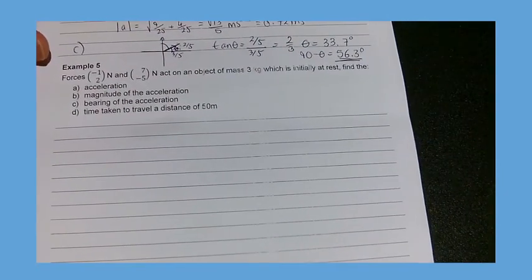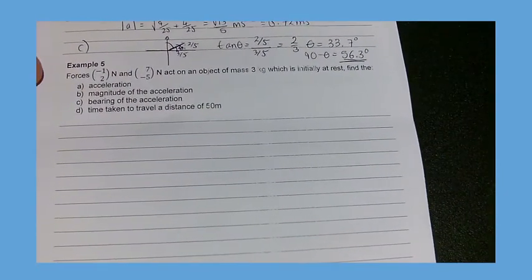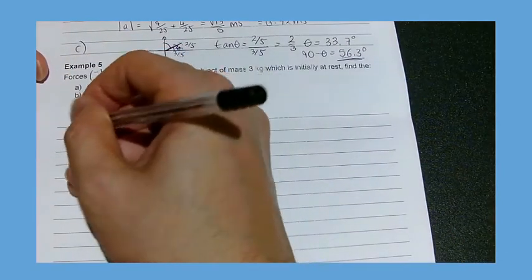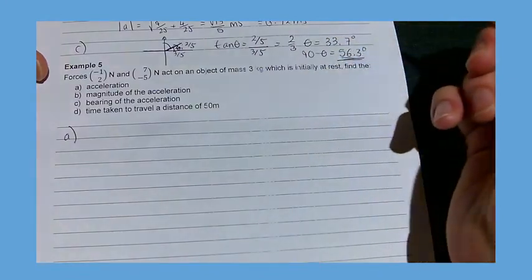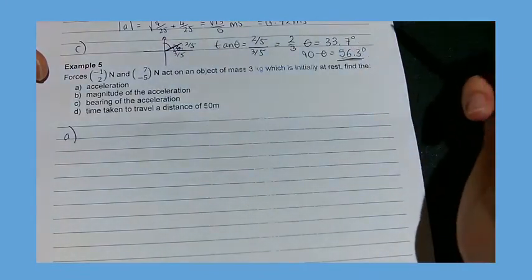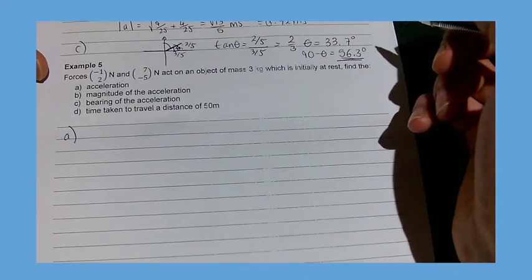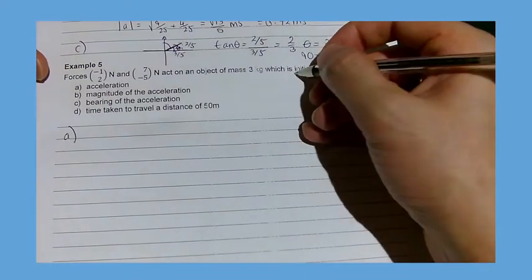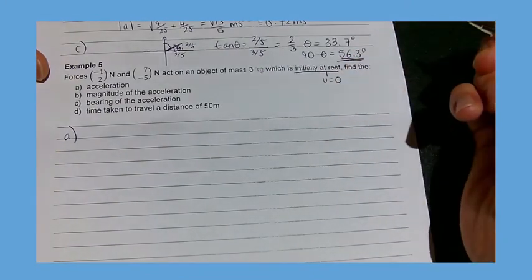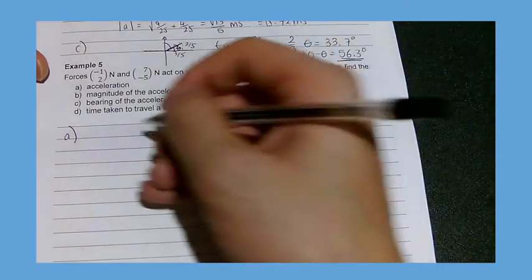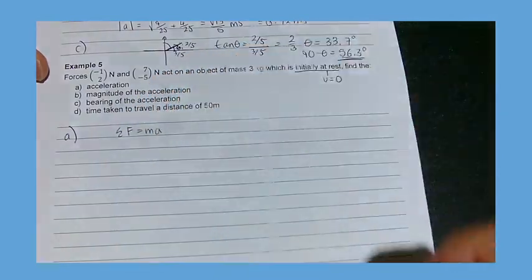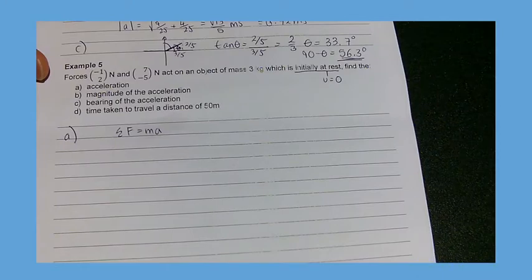Extend this idea for the final video, for the final example. Again, we're going to use the same sort of concepts, except we've got it in column vector form. So we've got two forces acting on an object of mass 3 kg, which is initially at rest. Okay, so that means the initial velocity is equal to 0. I need to find the acceleration. So if there's an acceleration, that means there's an overall resultant force, and therefore I can use Newton's second law.